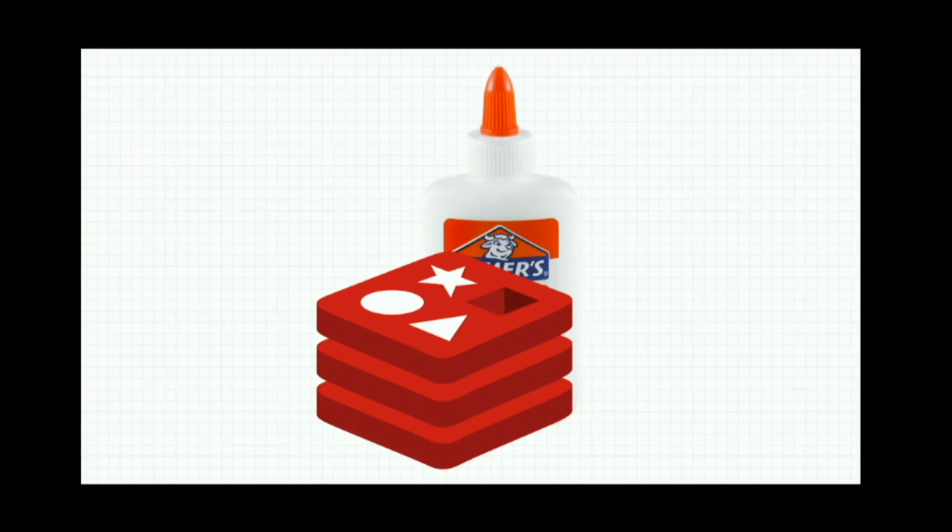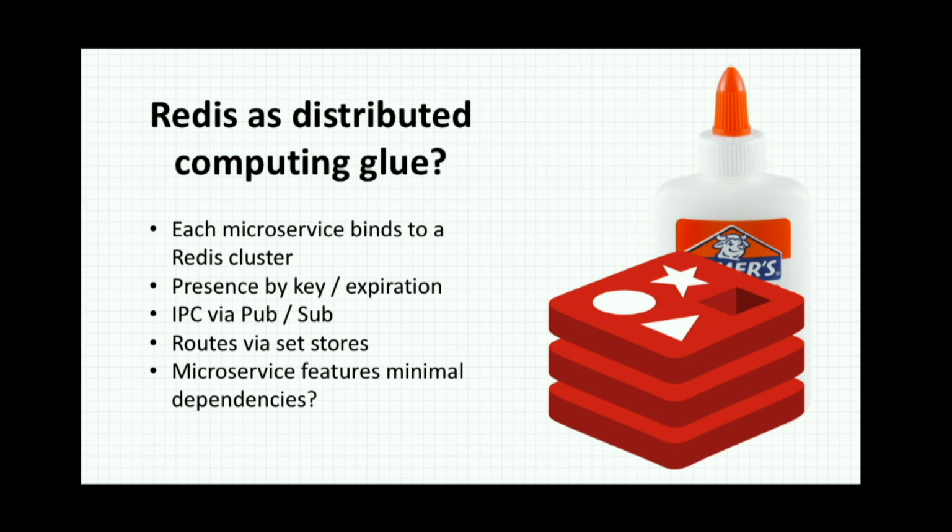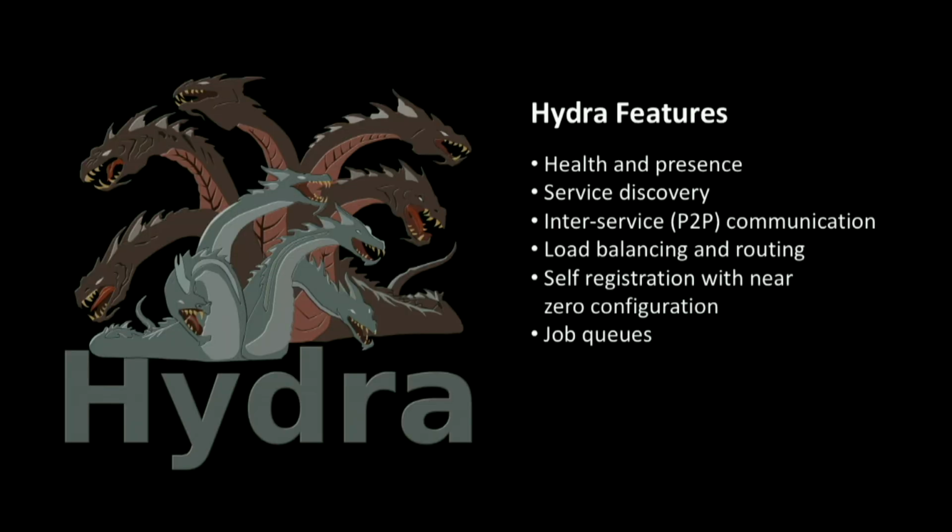I started seeing Redis as a sort of distributed computing glue. It looked like Redis could be used to bind and unify microservices. Each microservice binds to a shared Redis cluster. Presence is maintained by key and expiration. Inter-process communication via pub/sub. Routes placed in set stores. But was it possible? Microservice features using a single infrastructure dependency? We thought so. So we built an internal library called Hydra.